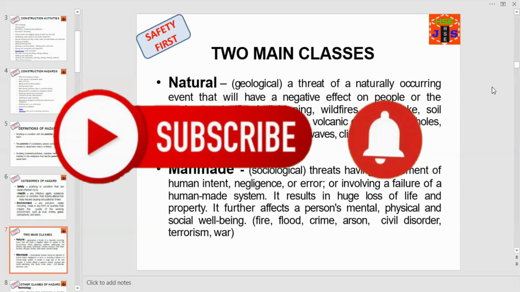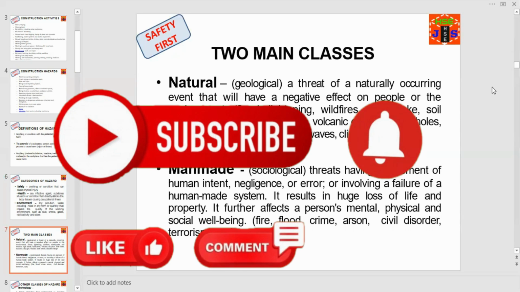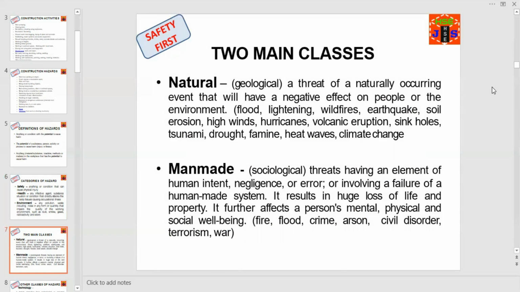there are two main classes: natural or man-made. The natural class is also known as the geological class, a threat of a naturally occurring event that will have a negative effect on people or the environment, like flood, lightning, wildfires, earthquake, soil erosion, high winds, hurricanes, volcanic eruption, sinkholes, tsunami, drought, famine, heat waves, or climate change. These are the examples of natural or geological hazards.